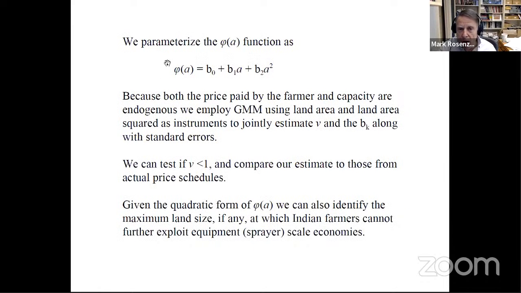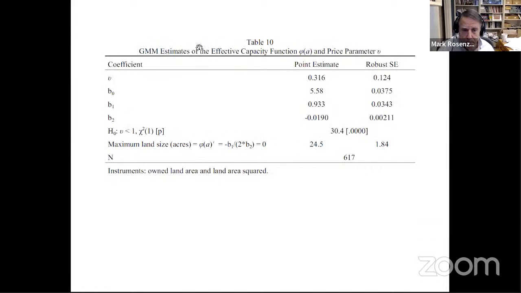We're going to parameterize the phi function. The effective capacity function is quadratic. And we're going to estimate jointly these moment conditions using the generalized method of moments. We're going to use land area and land area squared as instruments because they're exogenous in this model, and that's going to enable us to estimate nu and the parameters of the effective capacity function. So these are the estimates.